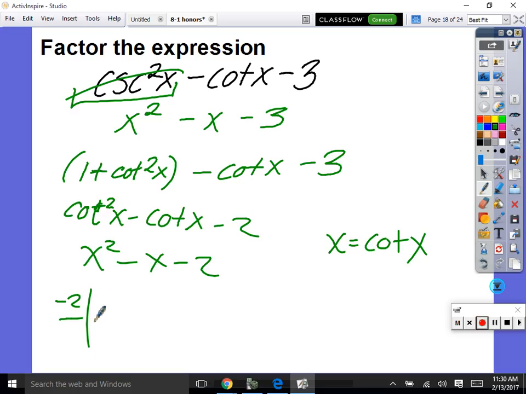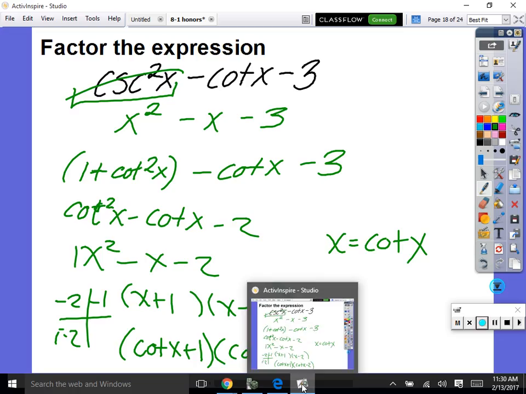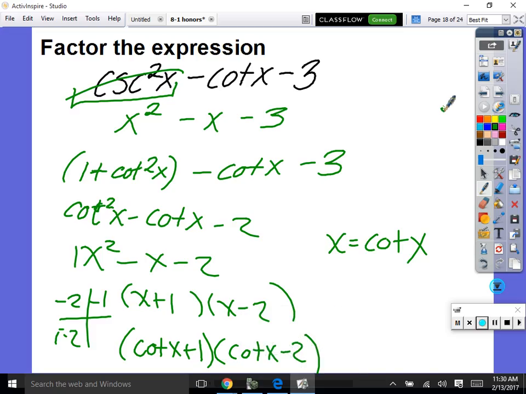What multiplies to be negative 2 and adds up to be negative 1? 1 times 2, negative 2. We can quick factor it. So this factors to be x plus 1, x minus 2, right? So then we have cotangent of x plus 1, cotangent of x minus 2. Very good. Did I go too fast? No, we're good? Good.